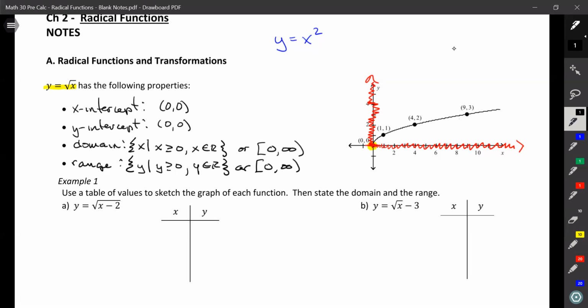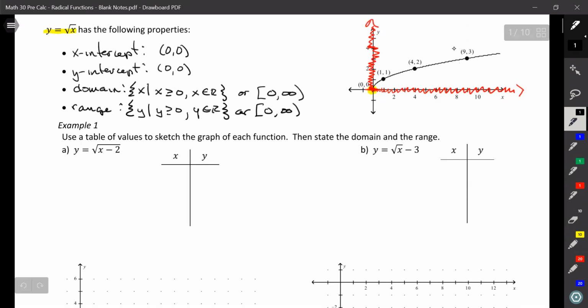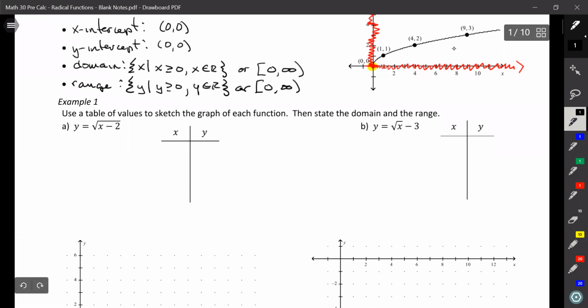Now we're going to put some transformations to them. Some of the transformations, if we remember, are translations, which are shifts right and left, reflections, and then the stretches. So let's take a look at the first one here. It says, use a table of values to sketch the graph of each function, then state the domain and the range. What I'm going to do first is find the restriction to help me start my table of values.